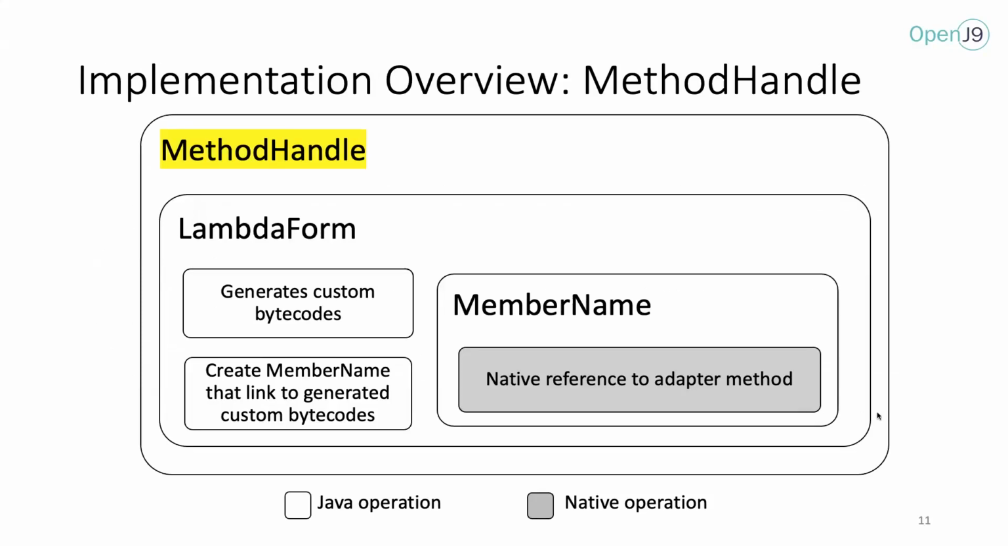So here's an implementation overview of the MethodHandle implementation. We will focus mainly on the MethodHandle, LambdaForm, and MemberName components, which are at the Java level. We will return to this diagram as we cover each of these components and hope that this will aid in understanding how the different components fit together. So now let's start talking about MethodHandles first.